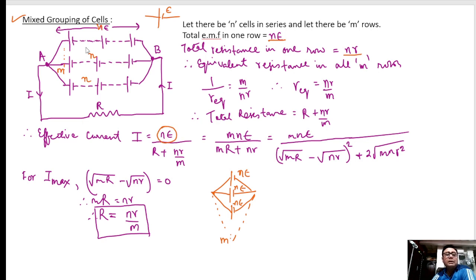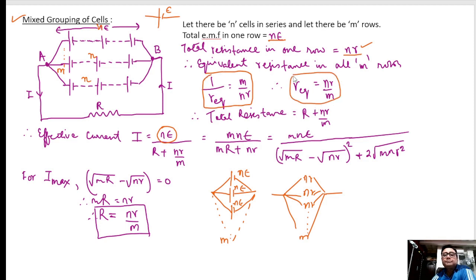Now, what is the net resistance in one row? It is nr, and in this way it continues, nr, nr, up to m rows. If these are the resistances in parallel, so the total resistance will be what? Up to m rows, it will be m by nr. So r equivalent will be nr by m.